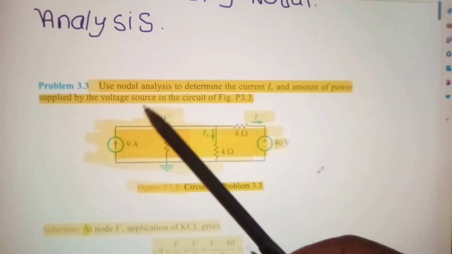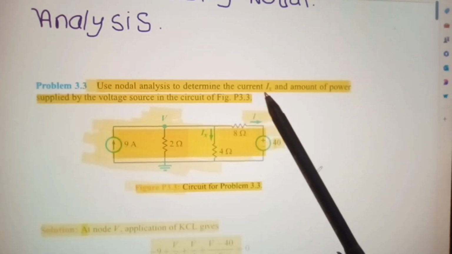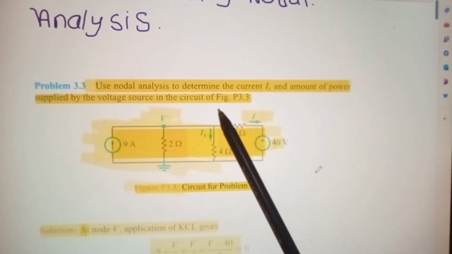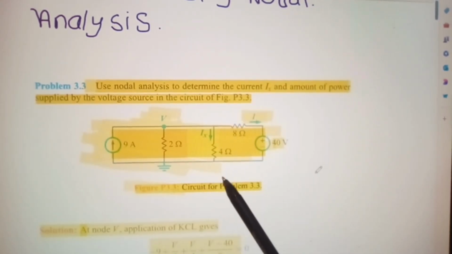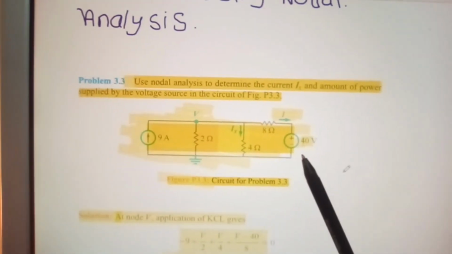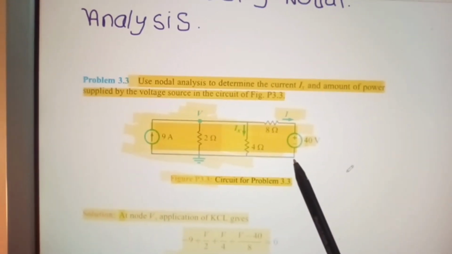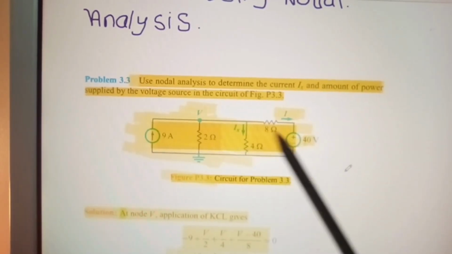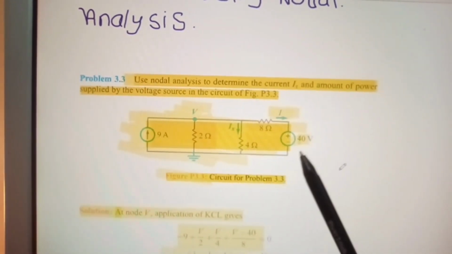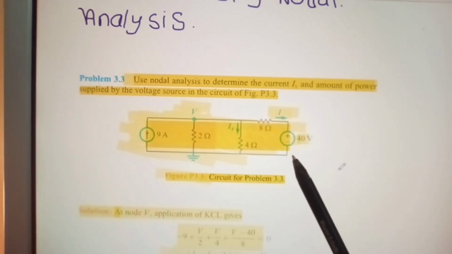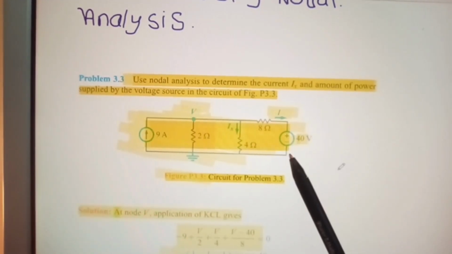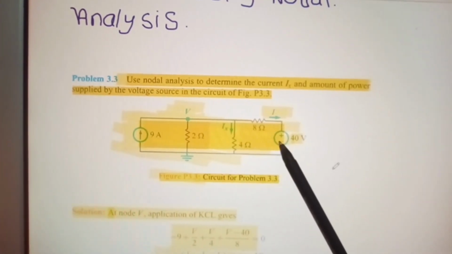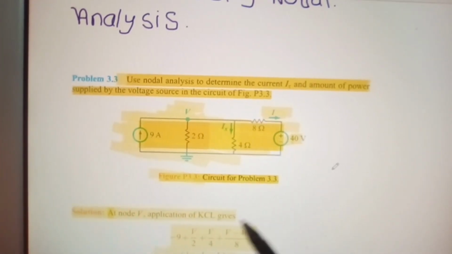Now here we have: use nodal analysis to determine the current Ix and the amount of power supplied by the voltage source in the circuit of figure 3.3. Now this is figure 3.3. Here again, as I've told you, you need to draw out the diagram. Put pen to paper. Do not forget it. Do not try to do it off the screen, because when you draw it out, you're telling your brain what you want it to do and what you are expecting from it. So let your brain do the work by giving it the information that it needs.